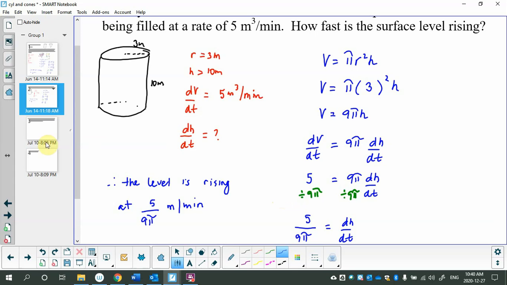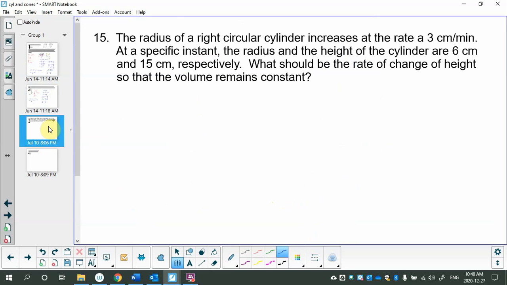All right, last question for this stuff. Also from the booklet. So, this looks wordy. All right, so the radius of a right circular cylinder, meaning a straight up and down cylinder, increases at the rate of 3 centimeters per minute. dr by dt is equal to 3 centimeters per minute. I'll get to the picture in a second.